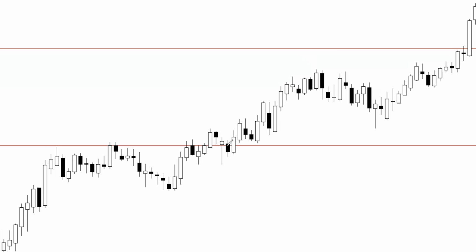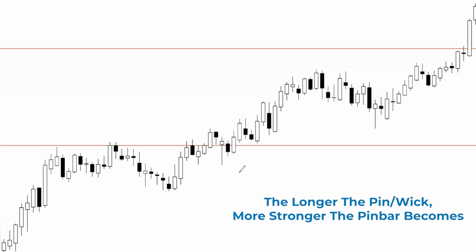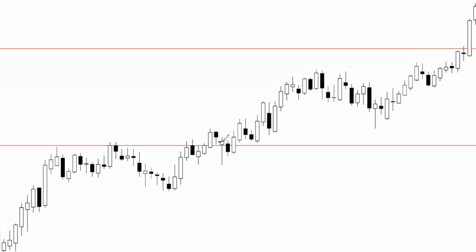The other characteristic is it stands out from all of the surrounding price action structure. You can see this wick here, this pin bar wick, it stands out from all the other candles that are surrounding it. So it's very obvious. The wick alone makes it obvious. And the longer the wick or the longer the pin, the more relevant or the stronger the pin bar becomes. And you can also see, as I mentioned, the very short tail, and we have the very short body.